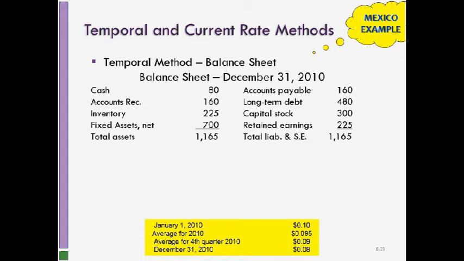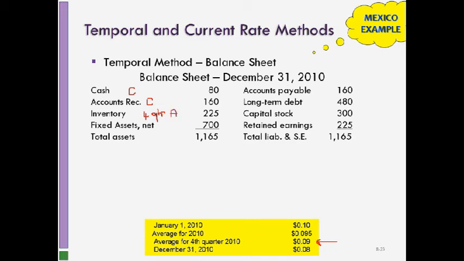We've got cash, which is going to be at the current rate. You know that, 0.08. What about accounts receivable? You know that at current rate, because it's a monetary item. Monetary items, current rate, same as the current rate method. What about inventory? Inventory is going to be 0.09, because the inventory was accumulated in the last quarter of the period, so we're using the average 0.09 here. So this is going to be the fourth quarter average.